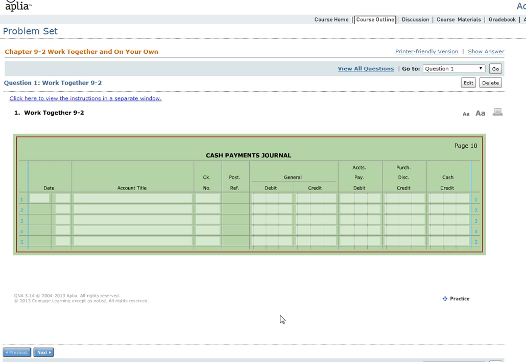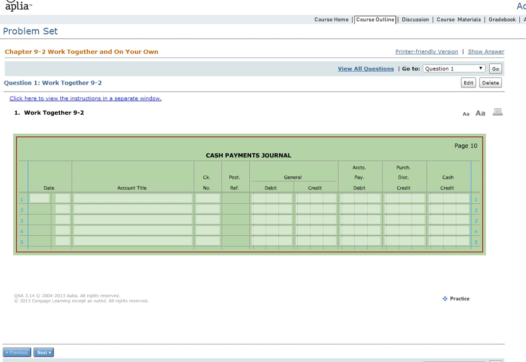Okay, let's look at Work Together 9.2. The cash payments journal for Franklin Lumber is given in the working papers. Use the current year. Journalize the transactions on page 10 of a cash payments journal. The checks used as source documents are abbreviated as a C. So October the 1st, paid cash. That's your hint right there that you're going to use the cash payments journal.